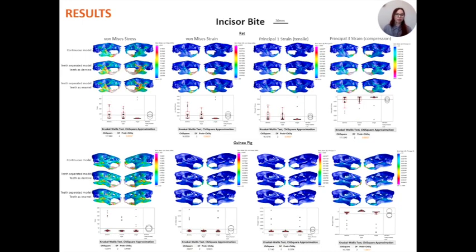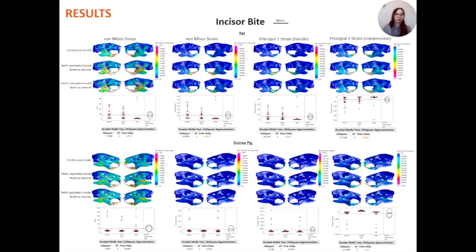For the incisor bite, we have relatively similar patterns of stress and strain distribution as we had on the previous slide with the molar bite. We have higher areas of stress and strain around where the zygomatico-mandibularis muscle attaches to the mandible, and higher areas of stress and strain on the bone surrounding the incisor. When the teeth are modeled as separate structures, we do see higher levels of stress and strain on the incisors themselves versus the surrounding bone, compared to when the teeth are modeled continuous.